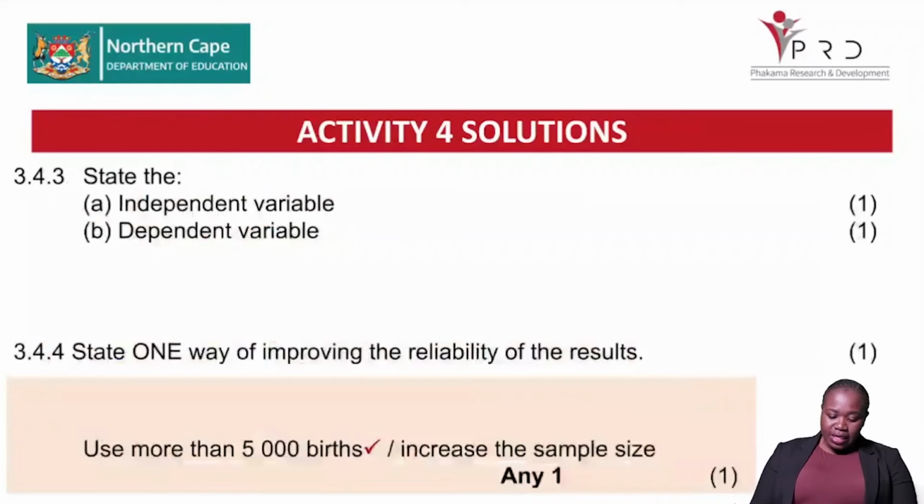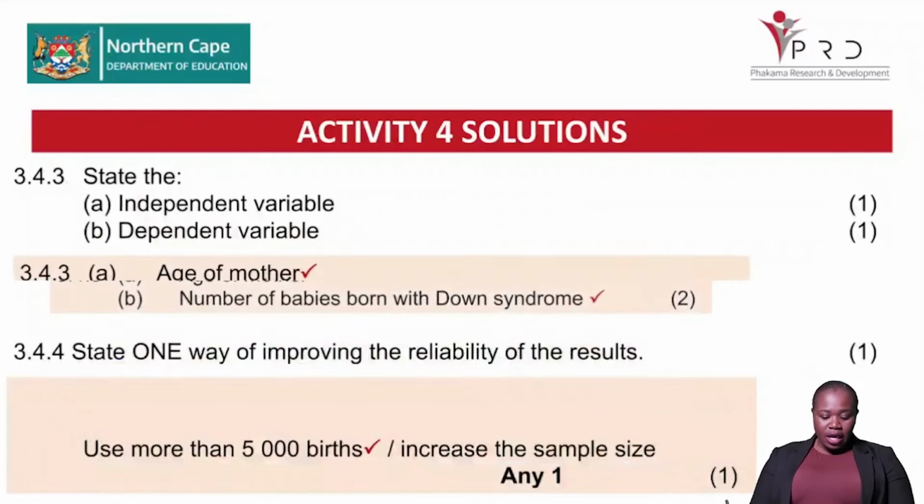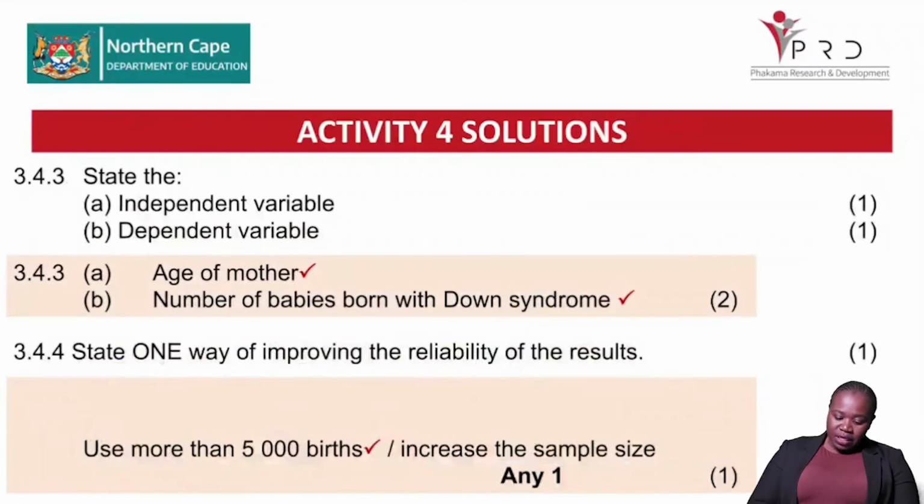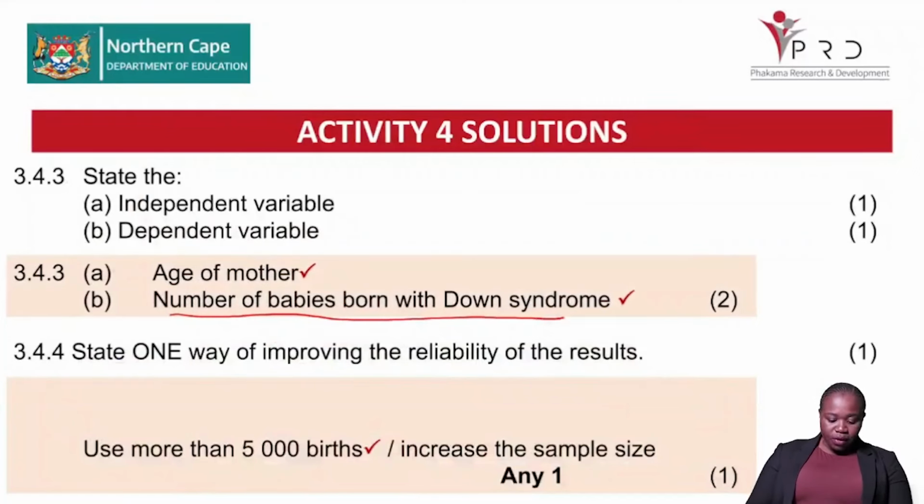3.4.3, state the independent variable and the dependent variable. Remember, the age of the mother is the one that has an effect on whether the child is born with Down syndrome or not. So the age of the mother is independent, and whether the child is born with Down syndrome or not is the dependent variable. So independent variable: age of the mother; dependent variable: the number of babies with Down syndrome.